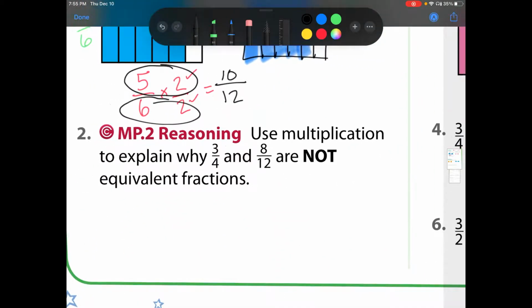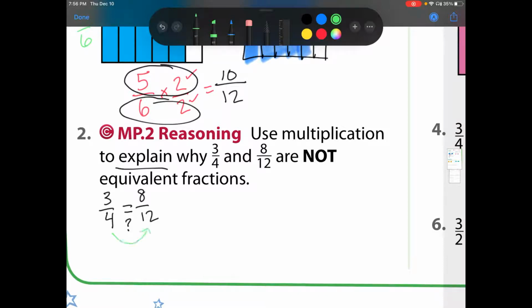So on to number 2. It says, use multiplication to explain why 3/4 and 8/12 are not equivalent fractions. Now notice it does say explain, but we're going to show with math first so we understand what's going on. So we have 3/4 and we're showing how it's not equal to 8/12. So I'm going to put a question mark because we're not sure about it.